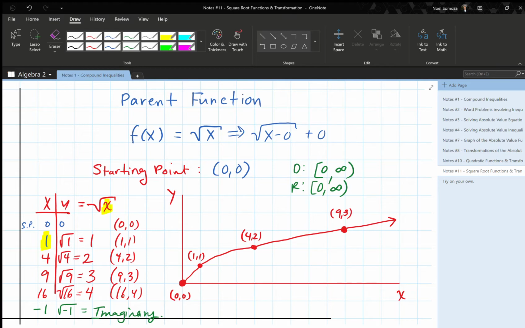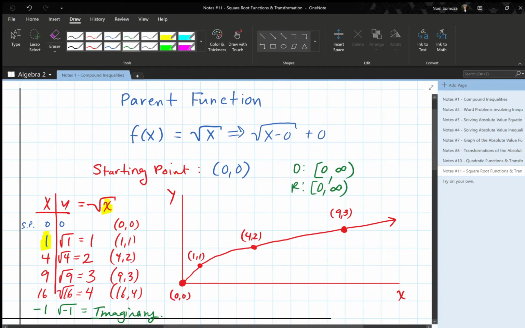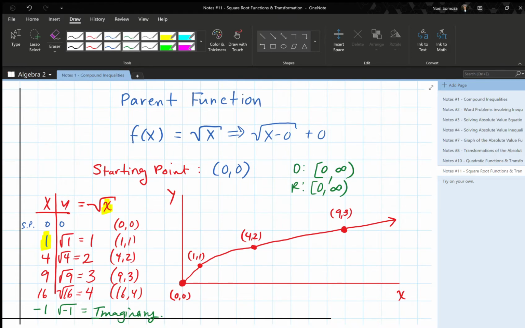Yes. With some variations, if it gets reflected, right? It might reflect across the y or across the x-axis. But it essentially should be, you could draw a full parabola and then cut it in half, and that's what your square root function looks like. Okay? All right. Questions so far?